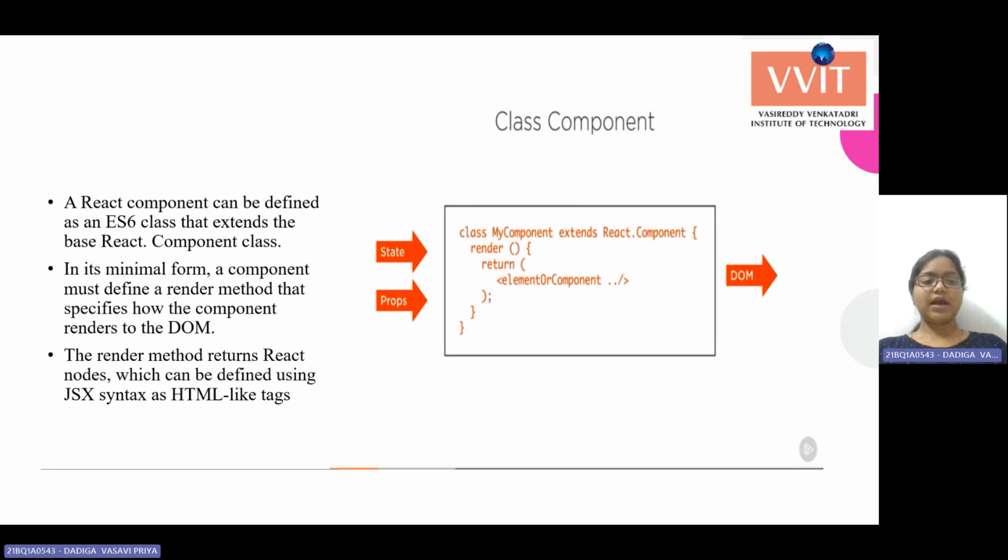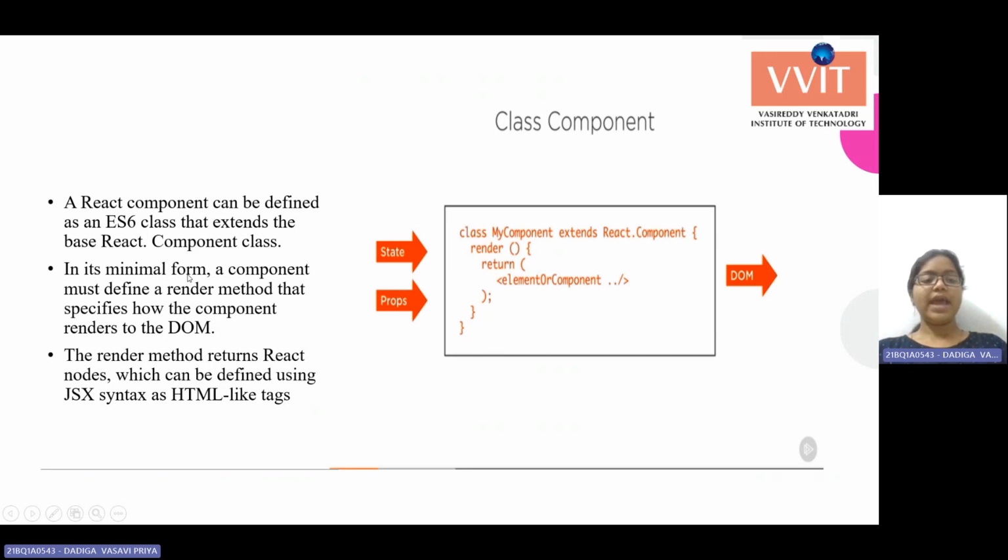And what is a component? In React, we have two kinds of components, class components and functional components. First, let us see what a class component is. A React component can be defined as an ES6 class that extends the base React.Component class. That means in order to create a React component, we need to extend the class with the React.Component class. As you can see here, the class MyComponent extends React.Component. In this way, we can create a class component.